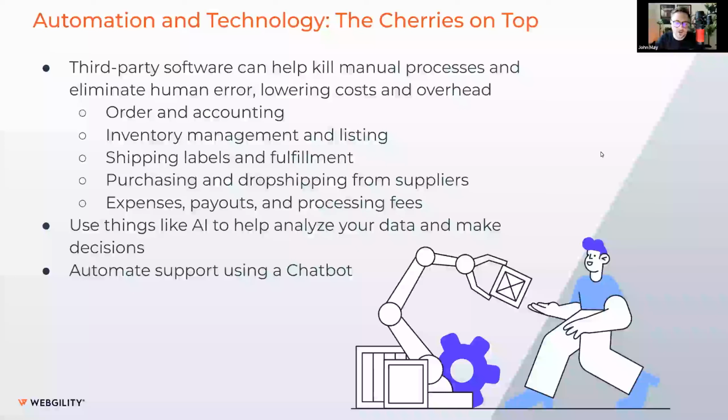Another way you can utilize automation is using a chatbot. Not everybody has access to a support team that can frequently answer questions and maintain that customer interaction. So utilizing a chatbot to answer the easy questions and filter out the stuff that could be done by a bot is an easy way to reduce overhead costs and keep a professional branding for your store and for your business.